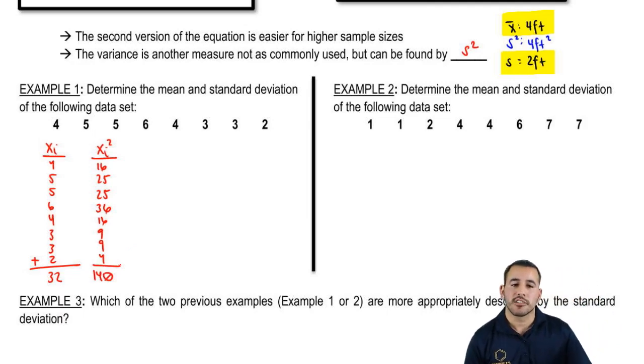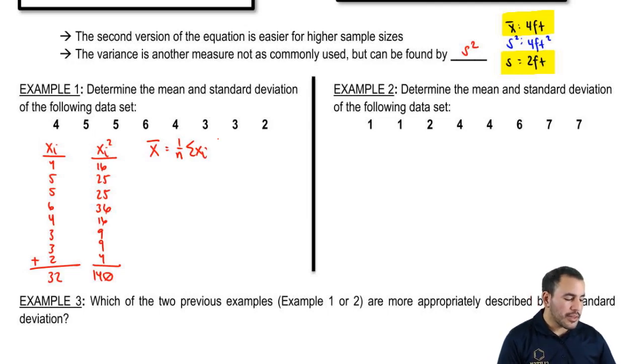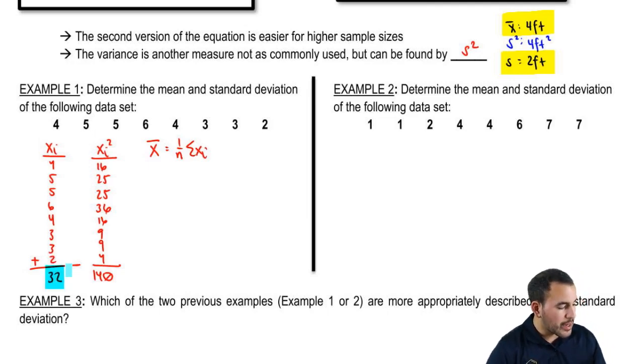Alrighty. So now can we calculate the mean? Yes or no? We actually can. So our mean is 1 over n sigma xi. What's sigma xi? Do we have that yet? We actually do. And it's the 32 here, because what we did was add up each individual observation, right? So we just plug that right in.